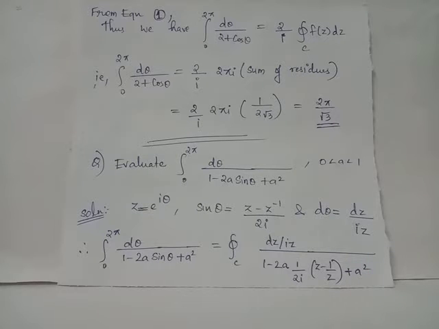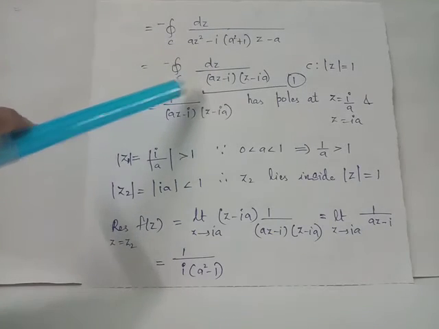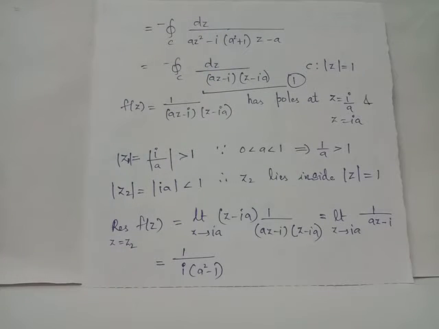We obtain the common denominator as iz. This iz, after taking the LCM, can be cancelled with the iz which appears in the numerator. We have the simplified form obtained as negative integral over C of dz upon az² minus i(a² plus 1)z minus a, which is quadratic in z. We have the linear factors obtained as (az minus i)(z minus ia), where C is the unit circle.